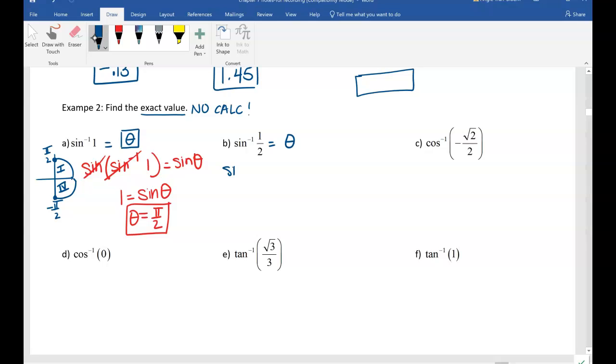Then compose both sides with sine. So what you do to the left, you're going to do to the right. Now all you're doing is just rewriting it in this way so you can recognize what theta should be. So when you rewrite it this way, you're going to realize that, okay, well that theta is 30 degrees, aka pi over 6.